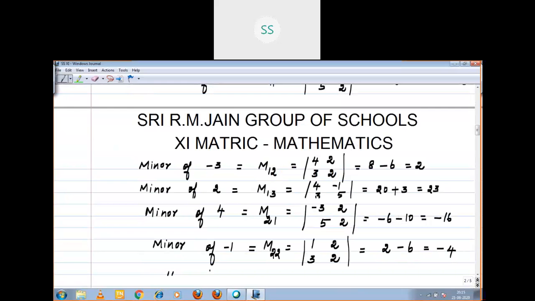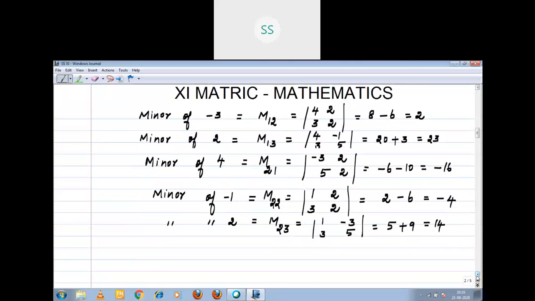Minor of 2. Where is it located? Second row, third column. That means second row, third column should be deleted. What should be the rest? 1, minus 3, 3, 5, which is equal to 5, minus of minus, plus 9, which is equal to 14. Got it, children? How I am moving? Next, you have to listen carefully.